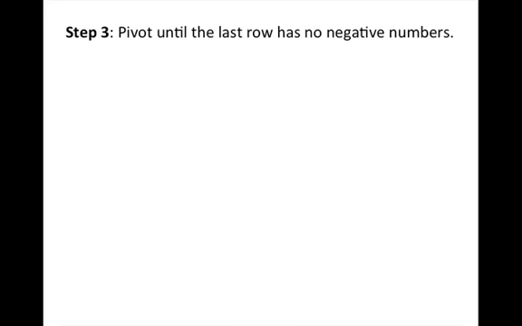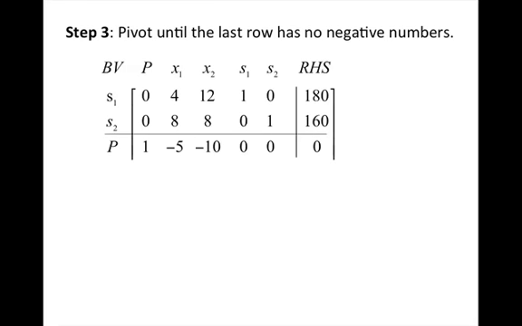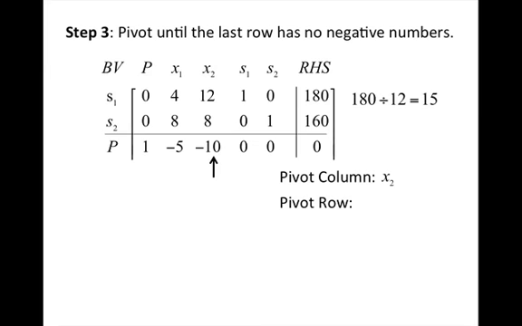So now we're going to pivot until the last row has no negative numbers. So we begin by finding our pivot column. Look in the last row for the smallest negative value, and this is -10. That's in my x2 column, so my pivot column is x sub 2. Now I take the right-hand side and I divide that by the elements from the x sub 2 column to get my pivot row. So 180 divided by 12 is 15. 160 divided by 8 is 20. I use the smallest non-negative value, which is 15. So my pivot row is row 1.